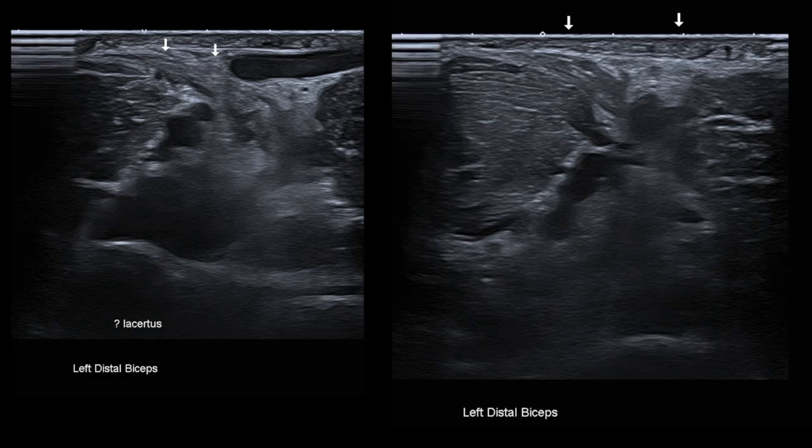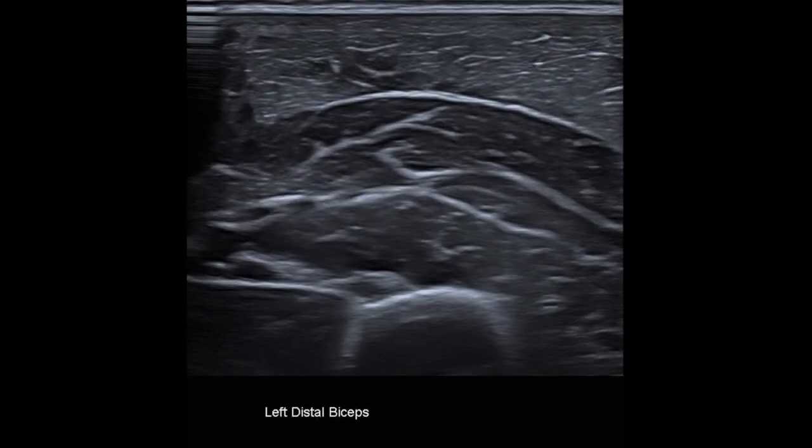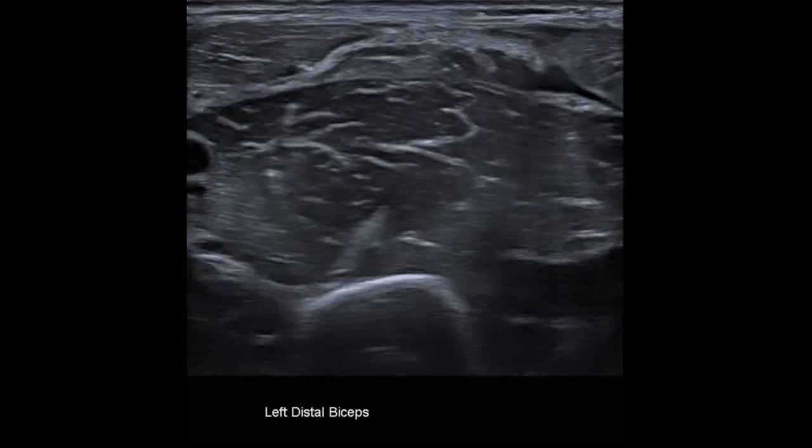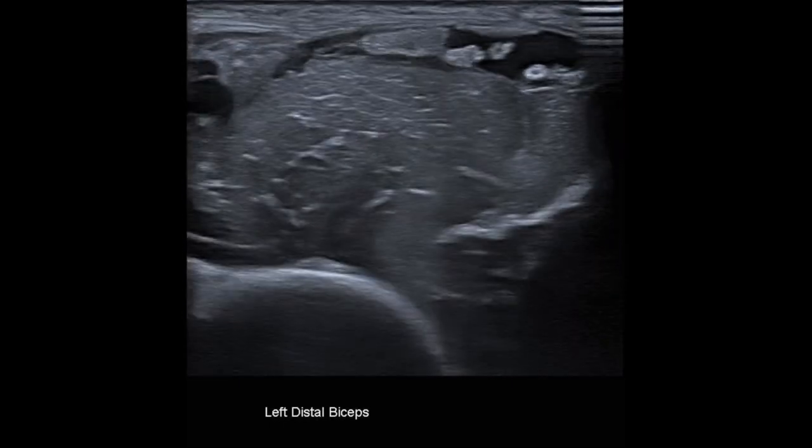So in this case, we've got a torn lacertus fibrosus, and we've got a complete tear of that distal biceps tendon. This was in a patient who was doing a deadlift at the gym.